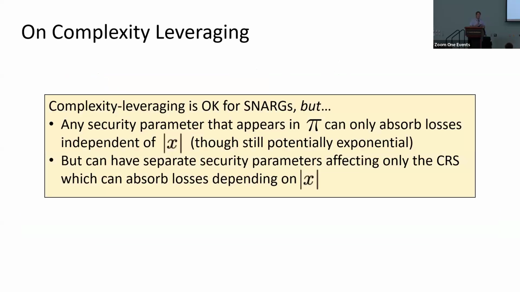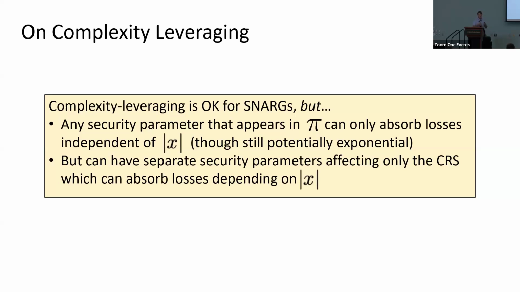So the takeaway is that complexity leveraging isn't necessarily bad, and you could use it, but you have to be very careful. So basically, if you have a security parameter that appears in pi, that security parameter has to stay small in order to not ruin succinctness. And what that means is that you can't absorb losses that depend on the instance length. You could absorb exponential losses that are much smaller than the instance length, but you can't absorb losses that grow exponentially with the instance length.